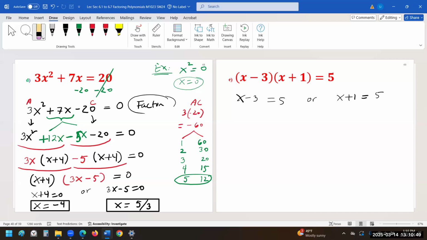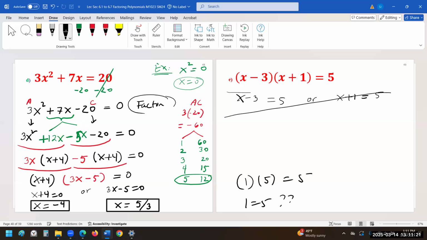Why not? Not because of the parentheses. The answer is no, correct? But why? When two things multiply to 5, does it mean individually they equal 5? For example, we know 1 times 5 is 5, right? Does that mean 1 equals 5? Is 1 and 5 the same? No. So this doesn't make sense.